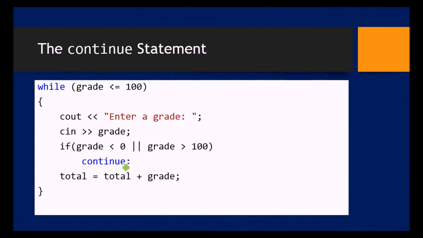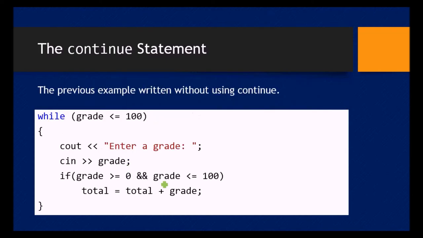You don't really need to use continue to do that. You can restructure this code and get the same result. And here's that example. So same loop, while grade less than or equal to 100, enter a grade, read in a grade. Now the if statement says, if the grade is greater than or equal to 0 and less than or equal to 100. So what does this say? This says it's a valid grade.